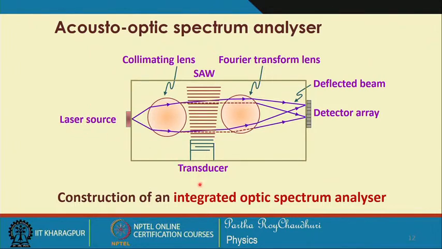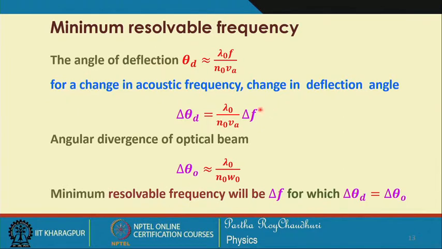So, for one frequency there will be one position on the detector, and for another frequency there will be another position on the detector. Therefore, looking at the position of the deflected spot on the detector, we can calibrate and make a one to one correspondence of the acoustic frequency with the detected spot. So, that is the basic principle.